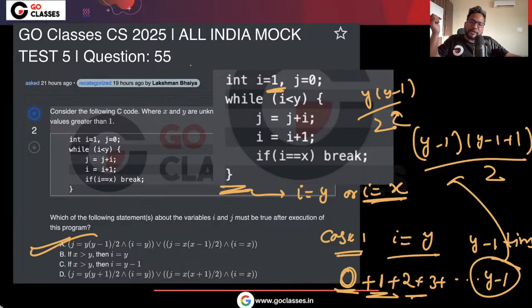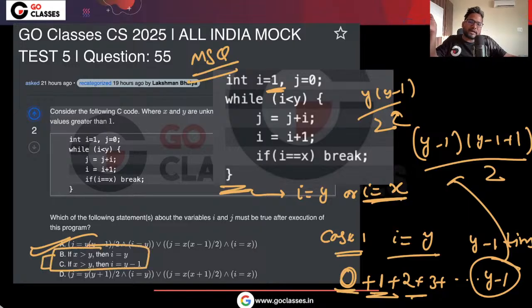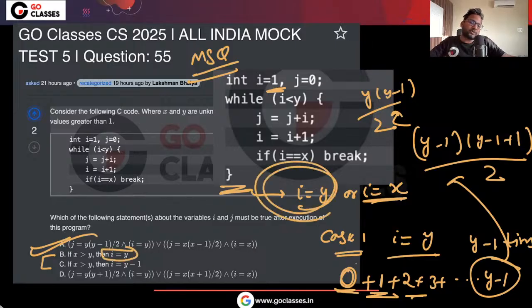But since it was an MSQ question, let's see what else is correct, right? Now just to check whether B or C, this is very easy to check. If x is greater than y, then what will happen to i? If x is greater than y, it will not be broken by x, it will break by y, right? So I know that once this loop ends, i will be y only, not y minus 1. That is the only thing that I just told you, right?